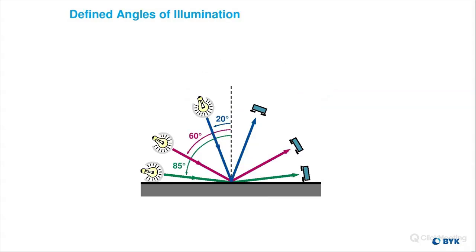Here we have 3 of the defined angles of illumination that are widely used. And for each angle of illumination, there is a corresponding detector. So your 20-degree geometry will be used for your high gloss measurements. Your 60-degree geometry will be used for those semi-gloss measurements, and 85 for your low gloss.